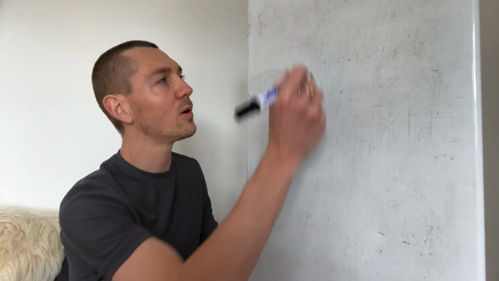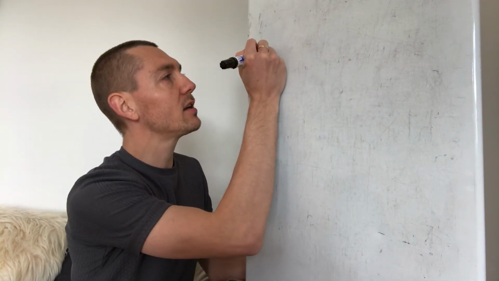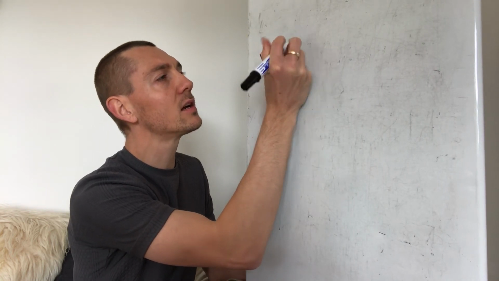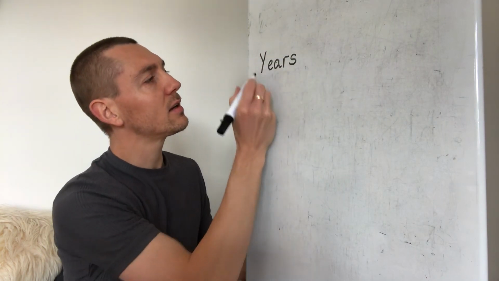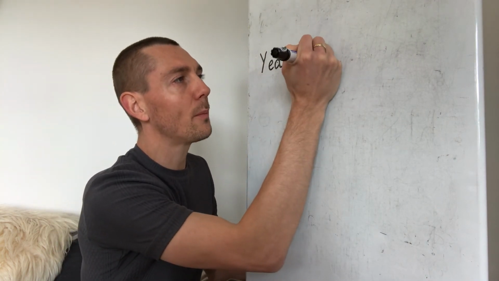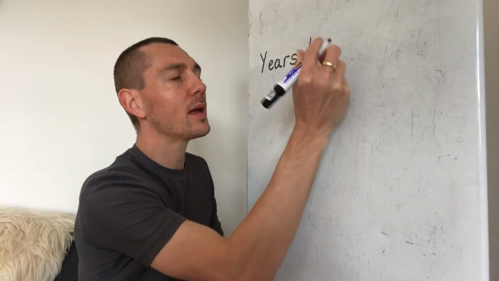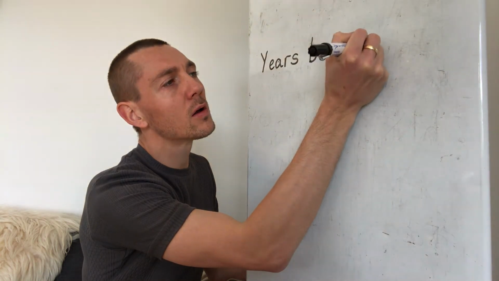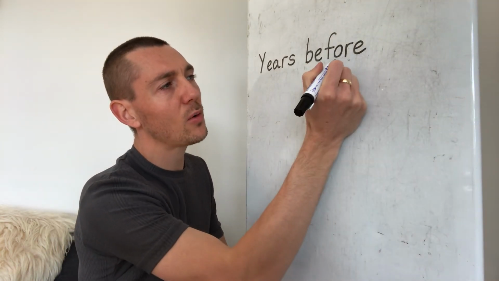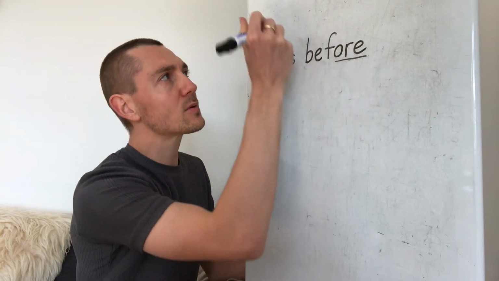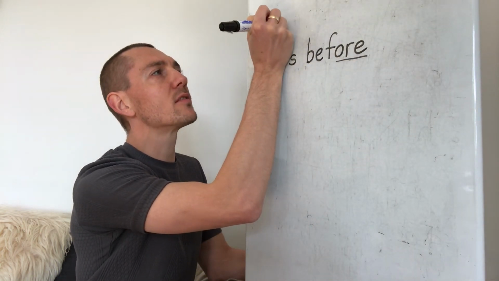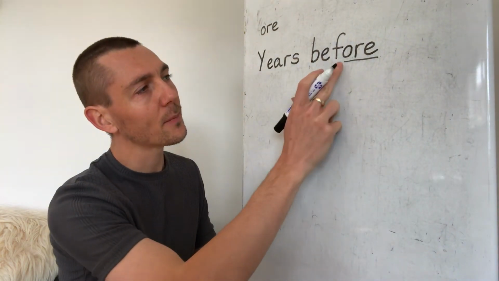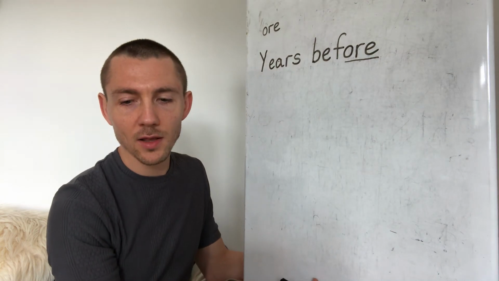Years before. And we say, z. Years before. B, or. Before. And we've got the O-R-E spelling of or. That's what we're looking for today. Spellings of the or sound in particular. So check that you've got those the same as I have. Years before. Next 4 words.